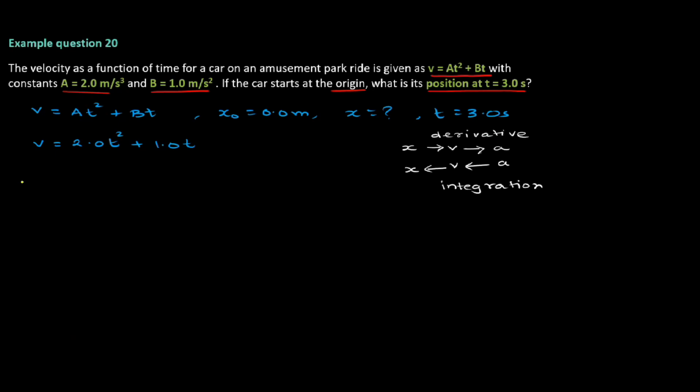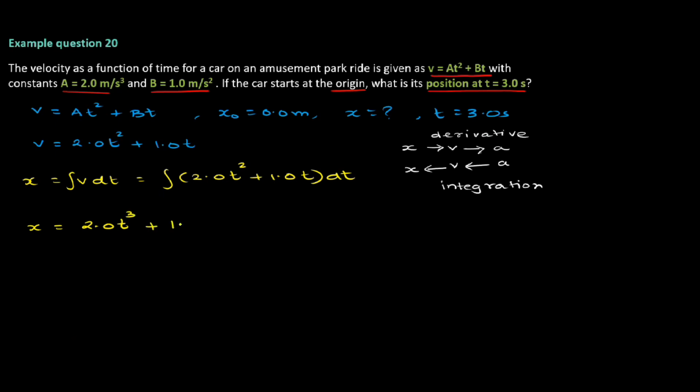We will find the position x as integral v dt. We will integrate the velocity function to calculate the position values. So I write integral 2.0 t squared plus 1.0 t dt. Now the first step to integration is to identify all the powers of t. Here I have power of t as 2, and in the second term I have power of t as 1. The second step is to increase the power of t by 1. So for the first term, I will write 2.0 and increase the power of t by 1, so 2 plus 1 becomes 3.